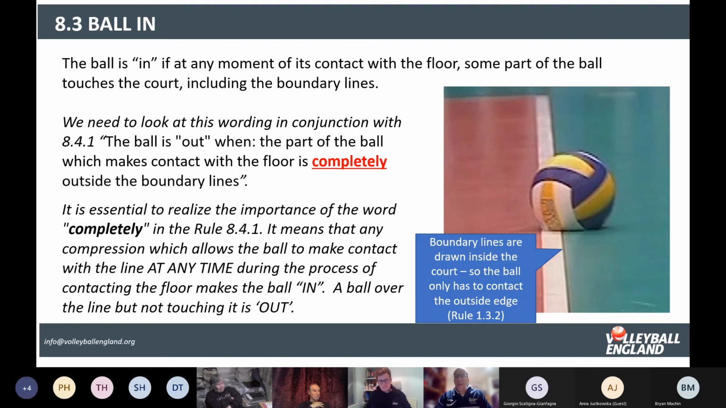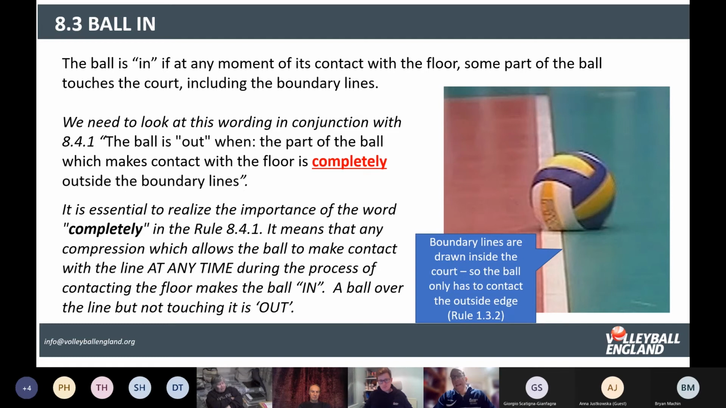But when we're also looking at this rule about whether the ball is in if it's close to the boundary lines, we're also considering one of the next parts of the rule in 8.4.1, which tells us that the ball is out if the part of the ball contacting the floor is completely outside the boundary lines. And the key word here is completely. Okay, so if the ball is not completely outside the boundary lines, then the ball must be in.